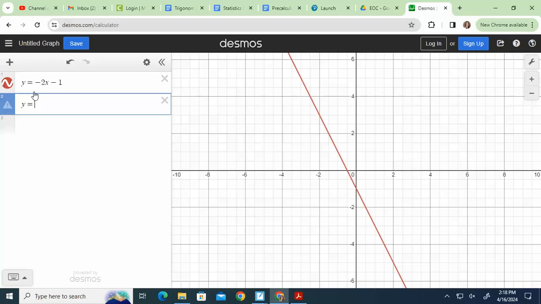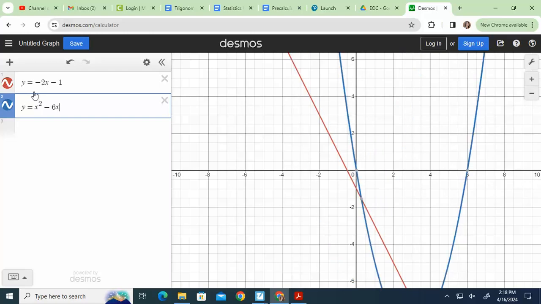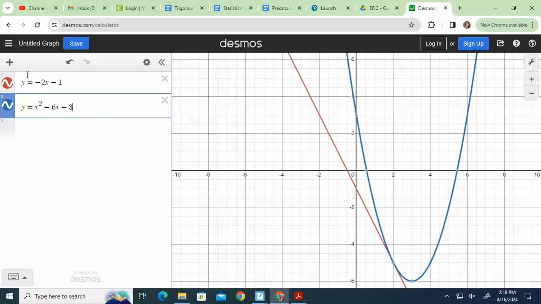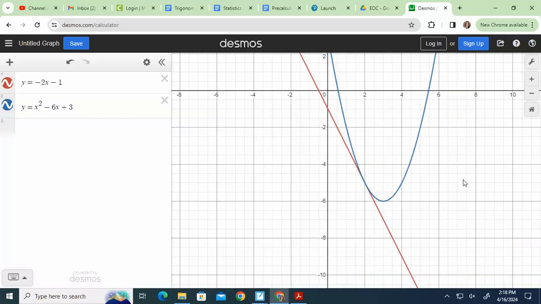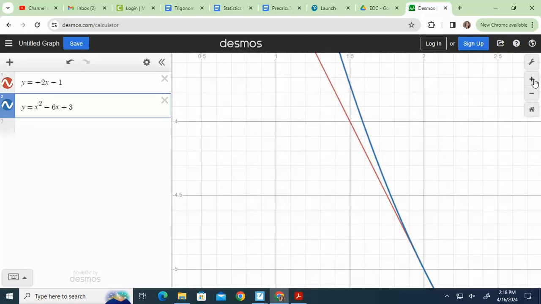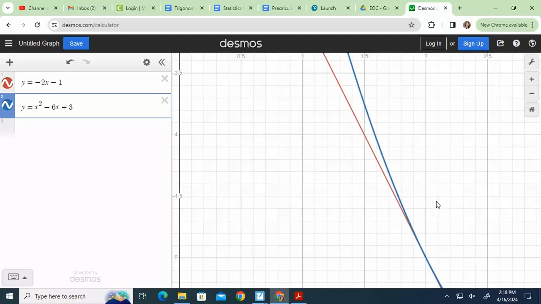So there's my line. What is x squared minus 6x plus 3? What's that graph going to be? So it's got an x squared. What do we call those from Friday? Quadratic, so it's a parabola. So I have a line and a parabola. How many points, or how many times do these touch? It just looks like 1, doesn't it? You might need to zoom in or something if you can't tell exactly from your graph. It can be tricky sometimes.